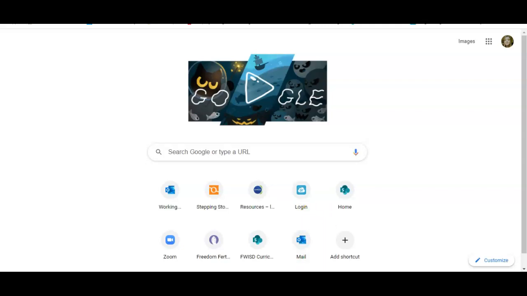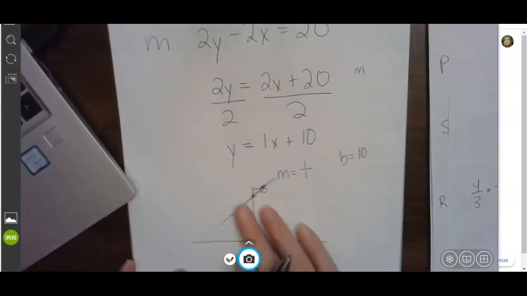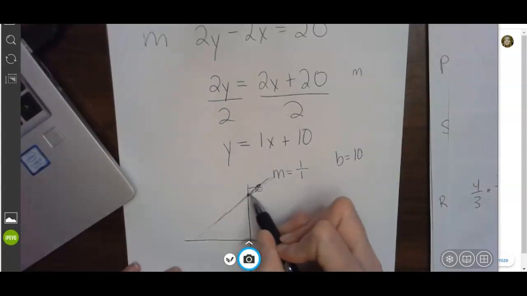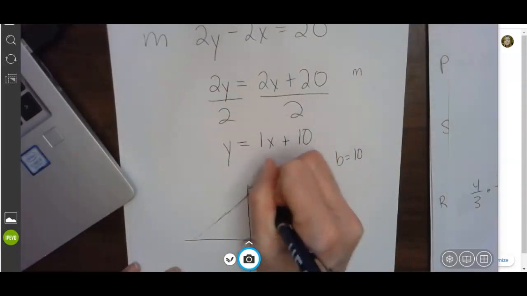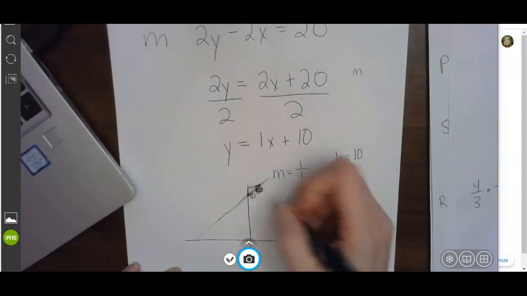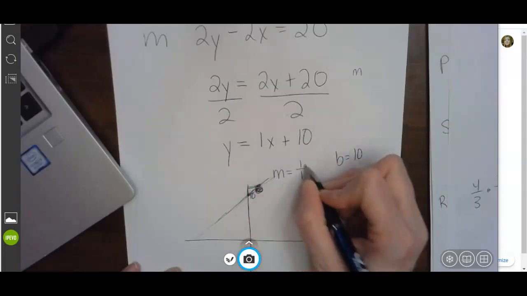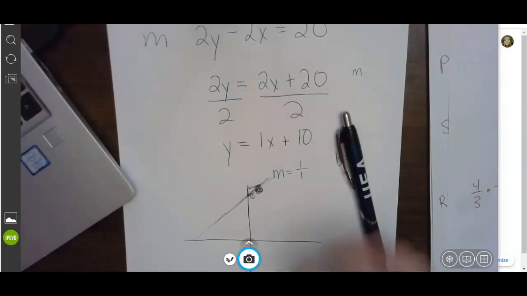Oh, I'm sorry. I didn't mean to hit something. That's how it's going to be. This is 10 and 1 over that, and you're going to get 10. The y-intercept's 10. I don't want to confuse you. This is your slope, which is 1 over 1, which is rise over run. So there you go.